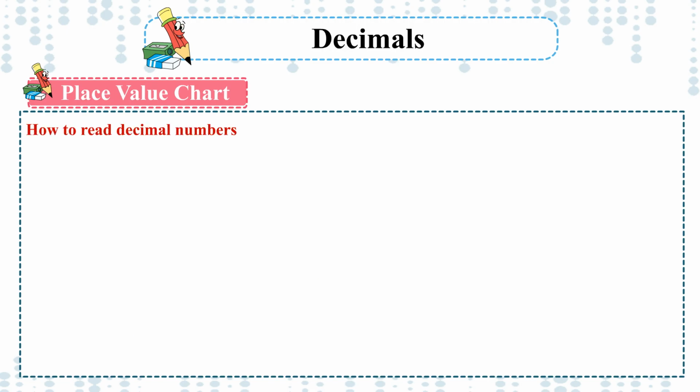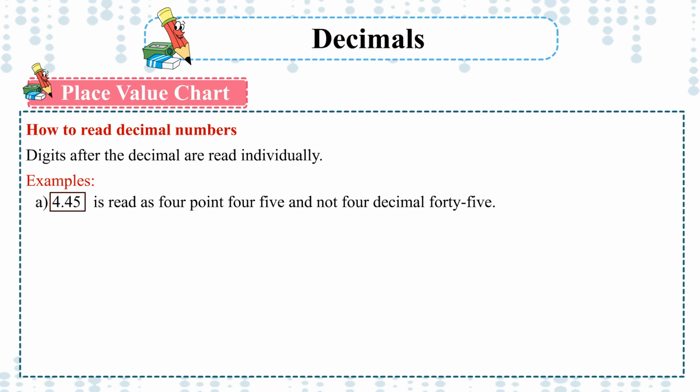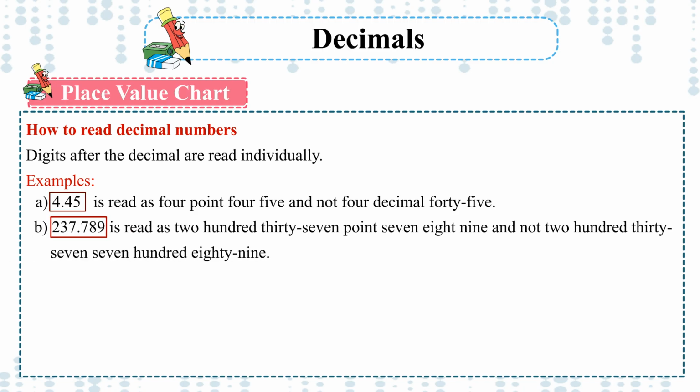How to read decimal numbers? Digits after the decimal are read individually. Examples: A. 4.45 is read as four point four five and not four point forty-five. B. 237.789 is read as two three seven point seven eight nine and not two three seven point seven hundred eighty-nine.